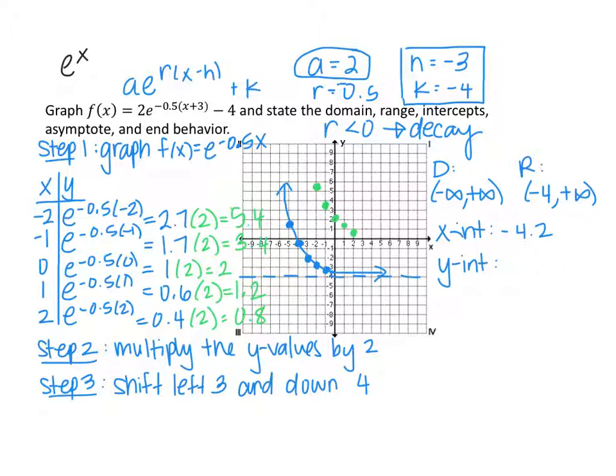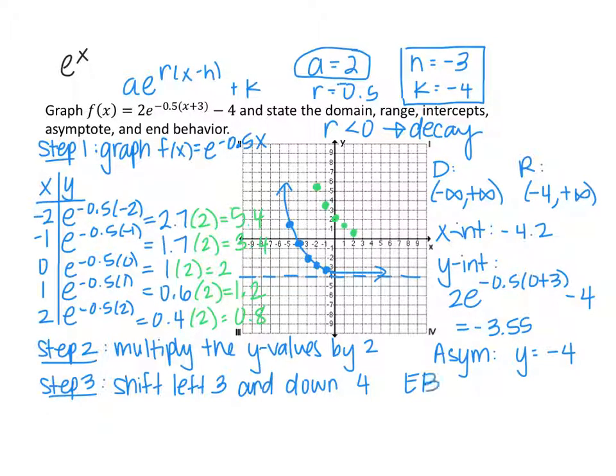Y-intercept, we want to plug in 0 into the function. So 2 e to the negative 0.5 times 0 plus 3, minus 4, and we can just type that into the calculator. I get negative 3.55, and if I look at the graph and look at the y-intercept, it looks like that makes sense. I'm just double checking that that matches the information on the graph. The asymptote is that horizontal line at negative 4, so y equals negative 4.